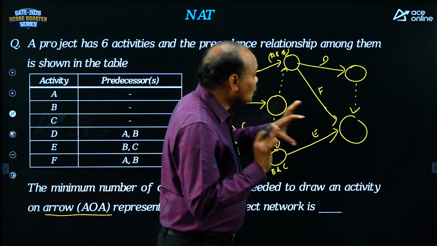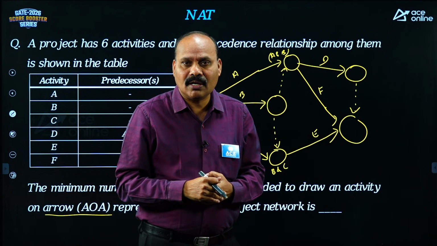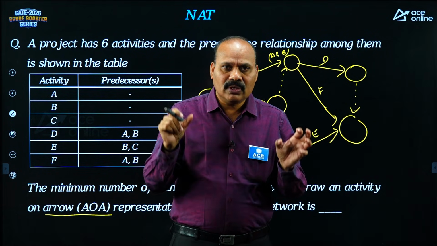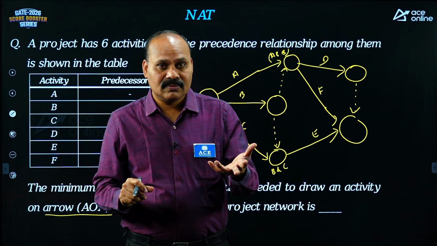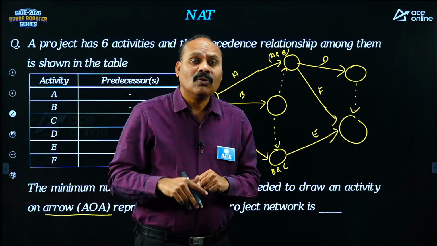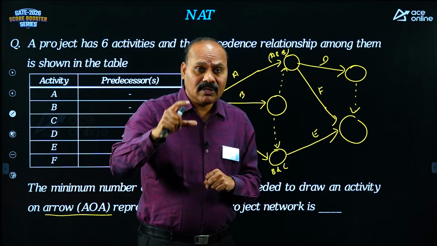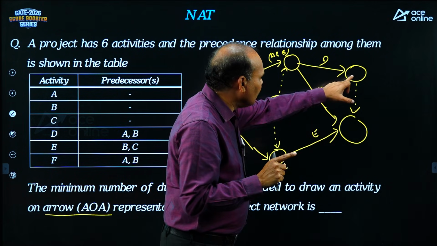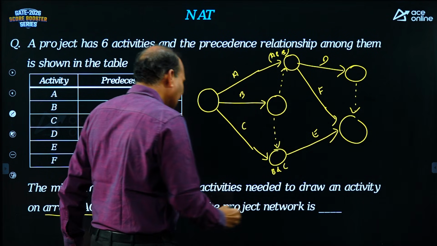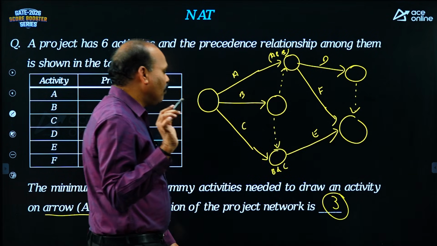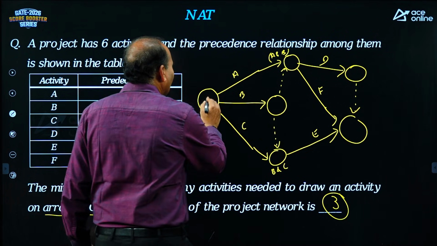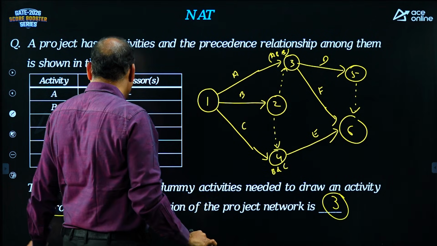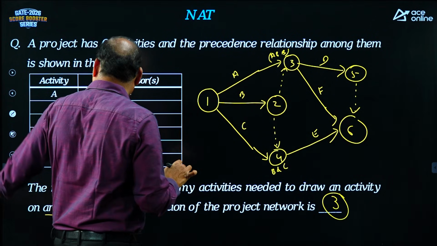So D and F don't join. If you join D and F, it is wrong. According to network construction rules, two events can accommodate only one activity. Two events cannot accommodate two different activities. There is a rule: no more than one activity between two events. That's why for D and F one dotted arrow is compulsory. So what is the answer here? 3. Minimum number of dummy activities is 3, and larger numbers like 4, 5, 6 are also possible, but the question asks for the minimum, which is 3.